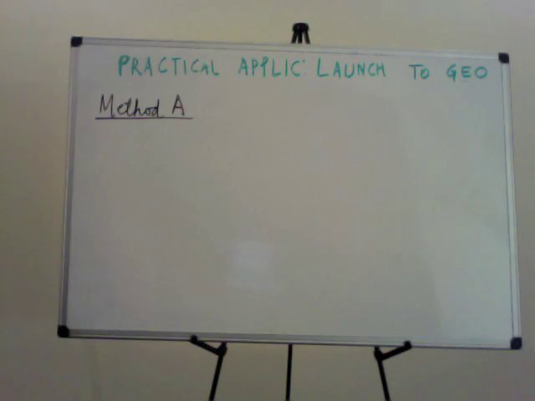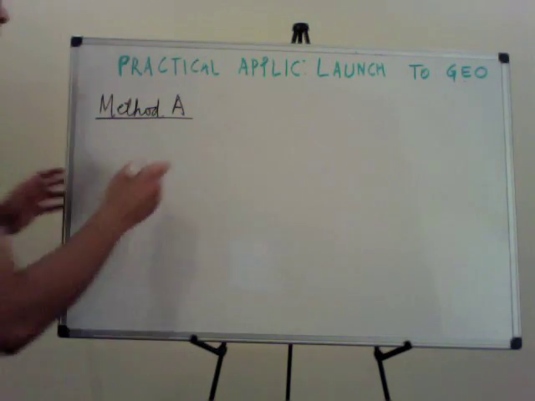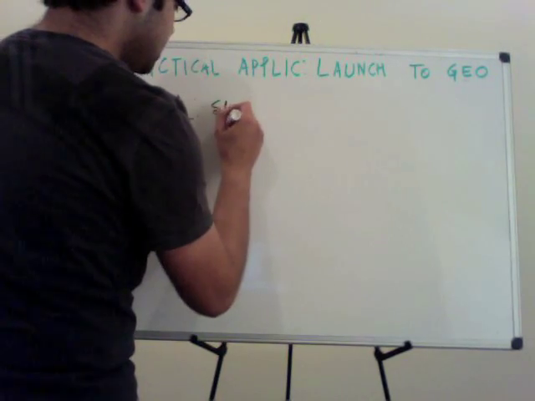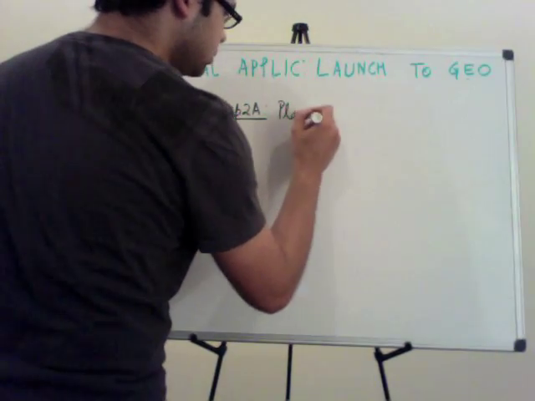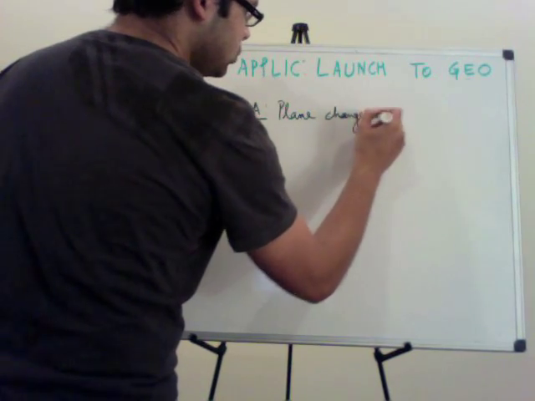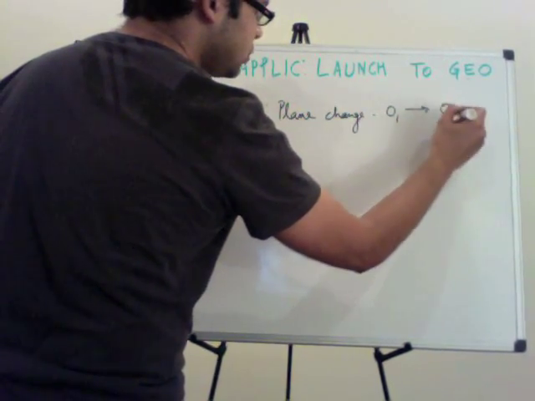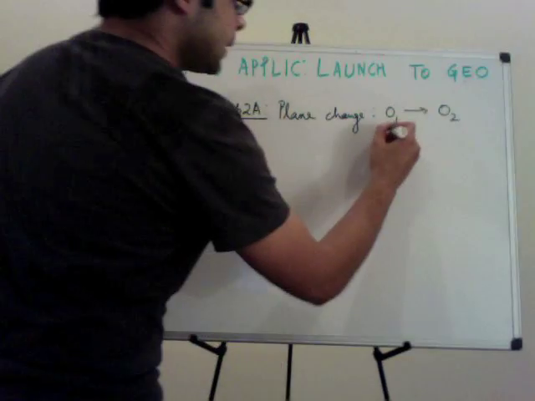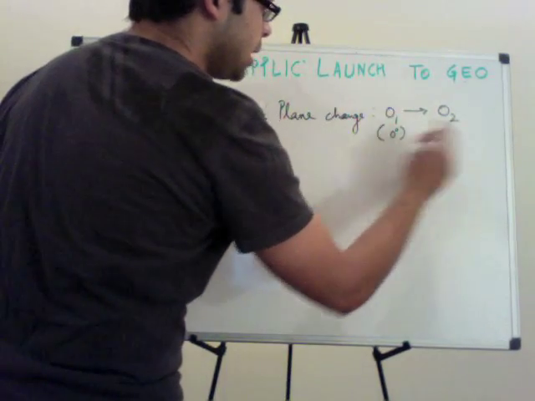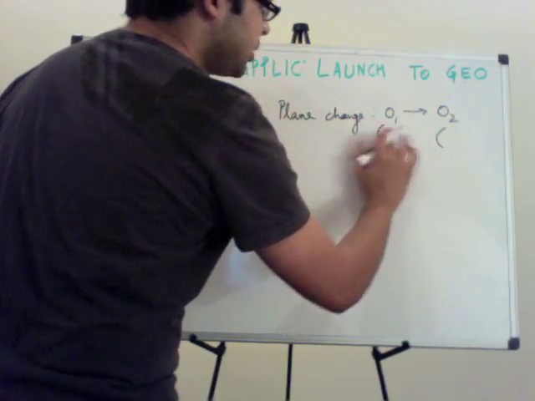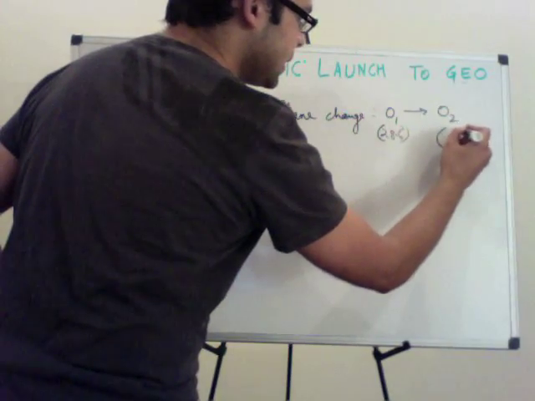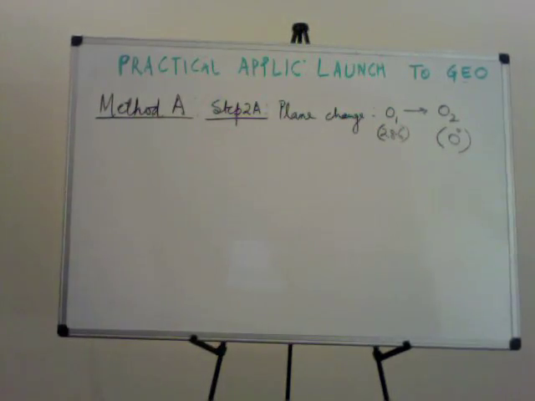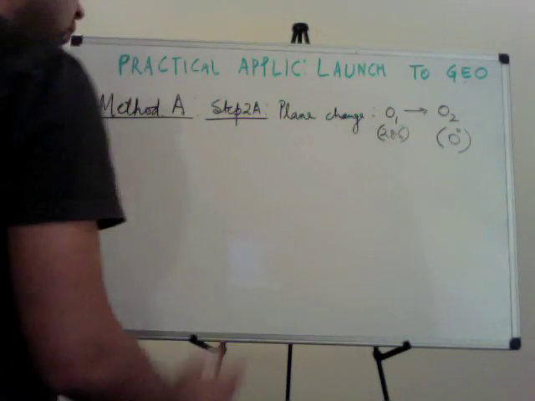Remember the second step of method A, step 2A, was a plane change maneuver to go from O1, which is the parking orbit, to O2, which is the intermediate orbit. The parking orbit has 28.6 degrees inclination, and O2 has a 0 degree inclination. It's an equatorial orbit of the same radius as the parking orbit. Okay, so this is pretty straightforward.